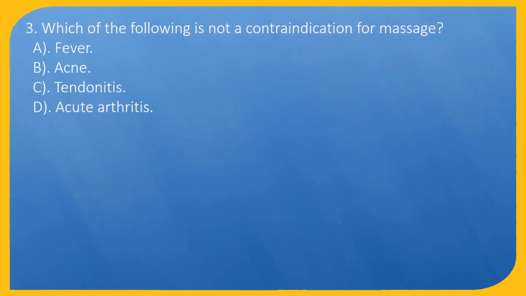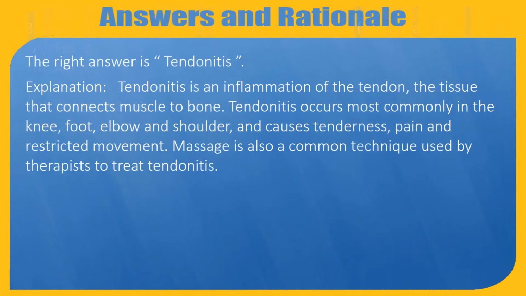Question 3. Which of the following is not a contraindication for massage? A. Fever. B. Acne. C. Tendonitis. D. Acute arthritis. The right answer is tendonitis. Explanation: tendonitis is an inflammation of the tendon, the tissue that connects muscle to bone. Tendonitis occurs most commonly in the knee, foot, elbow and shoulder, and causes tenderness, pain and restricted movement. Massage is also a common technique used by therapists to treat tendonitis.